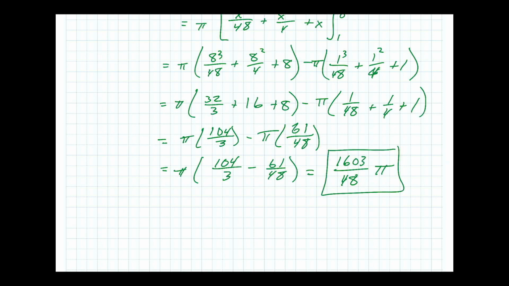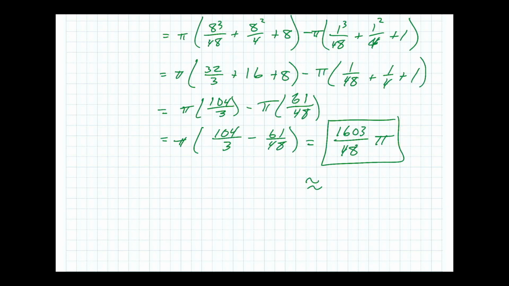Now that's a weird number. If you get a decimal, it's approximately 33.39. Uh, 40 actually, if you round. Okay. And it's a volume, so it's units cubed, whatever the units are.